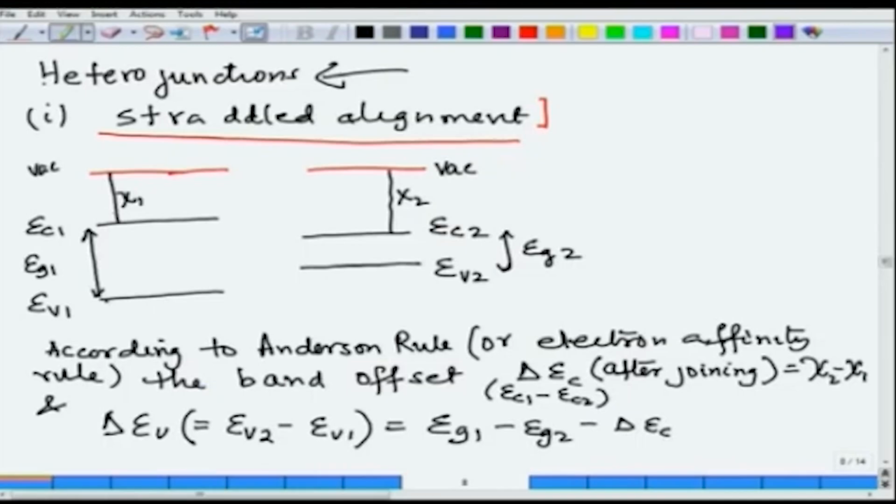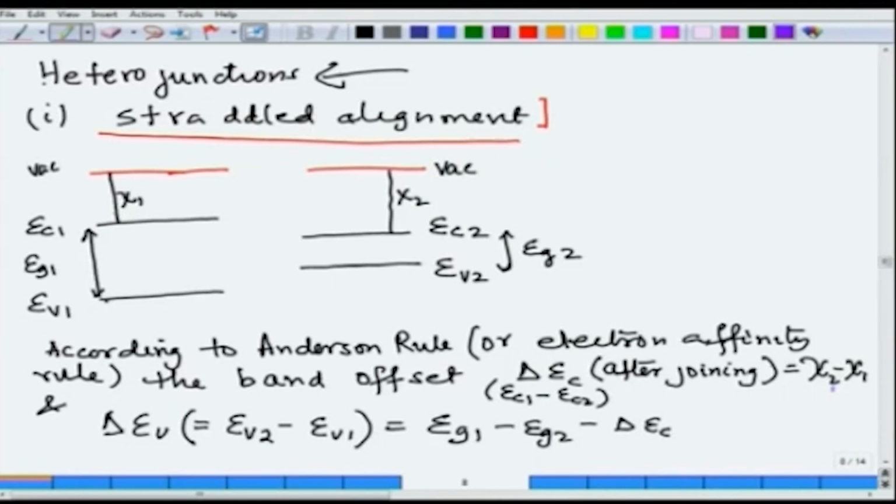What does this rule say? It says that the band offset, delta EC, after they are joined, will be equal to psi 2 minus psi 1. That means if you look at right now what the band offset is, the value of EC1 minus EC2, clearly that is psi 2 minus psi 1 when they are not joined yet. And the point being made is that after you join them it remains the same.